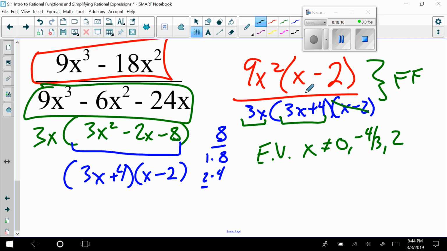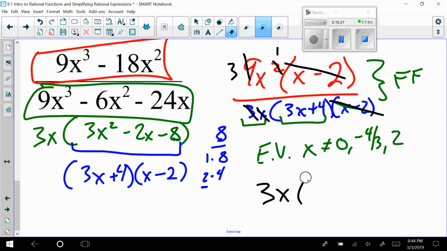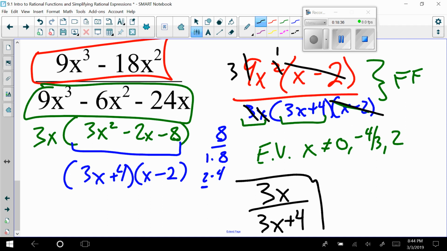Then this x minus 2 cancels with this x minus 2. This 3 goes with this 9, makes it a 3. This x goes with this 1, makes it a 1. It's kind of sloppy, but I think I can see it. It's 3x. There is nothing left up there, I canceled out that x minus 2. Divided by what's on the bottom? 3x plus 4. This is my answer, paired with my excluded values.